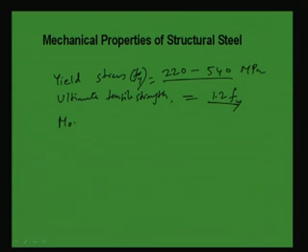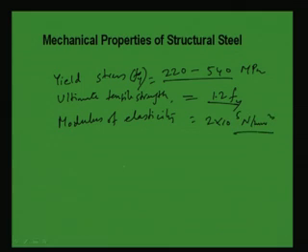Modulus of elasticity, that will become 2 into 10 to the power 5 Newton per millimeter square, that is generally considered, and shear modulus we will be using, shear modulus which is called G, that will be 0.4 into E, if E is the modulus of elasticity, right.